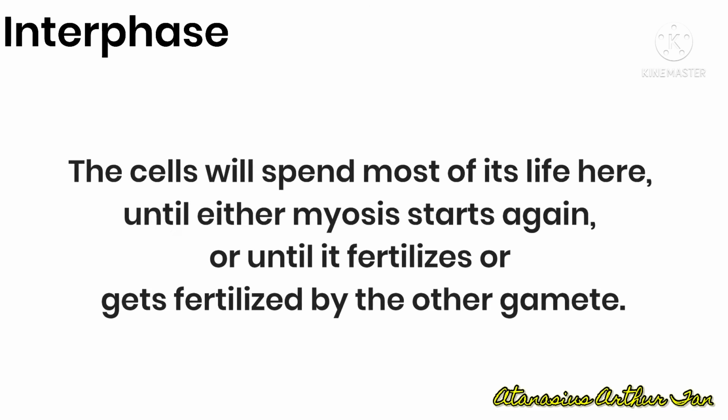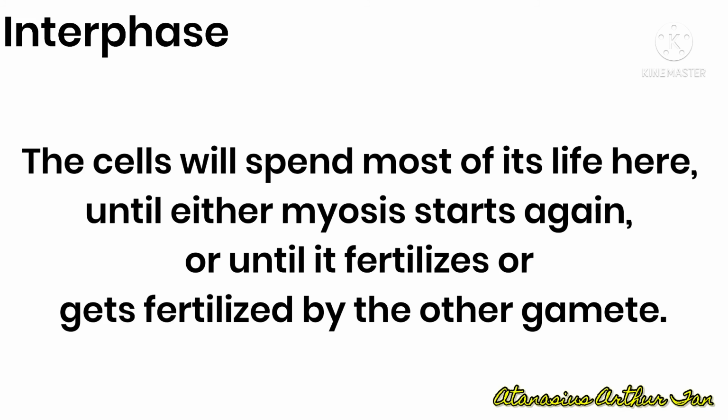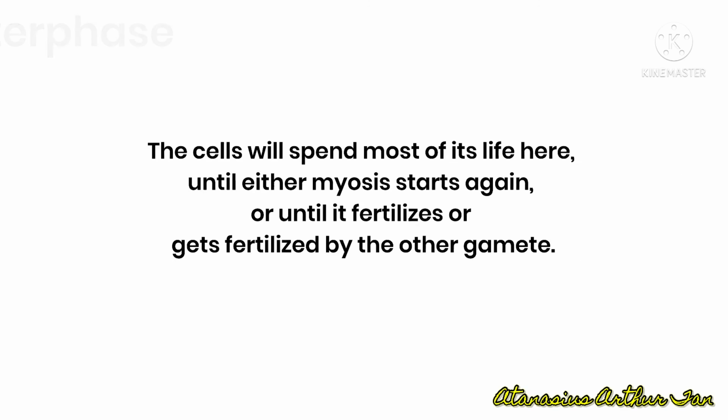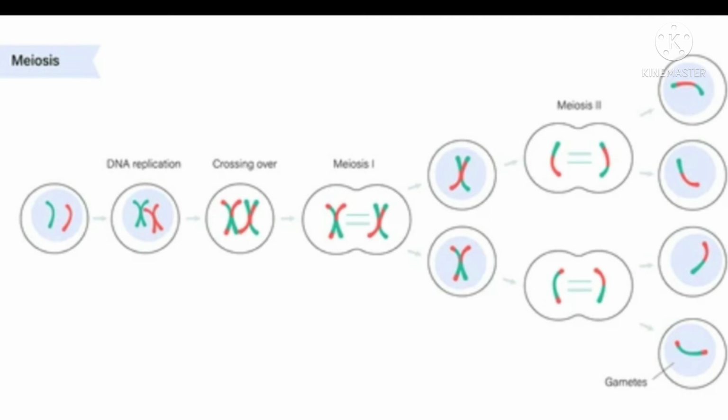And finally, we reach the last phase, the limbo interphase. In this phase, the gametes will spend most of their lives, and they have a chance to fertilize or be fertilized by the other gamete. So a sperm will fertilize the egg, and the egg will be fertilized by the sperm. And depending on which sperm will be the lucky one to fertilize the egg, it will result in the baby's characteristics.